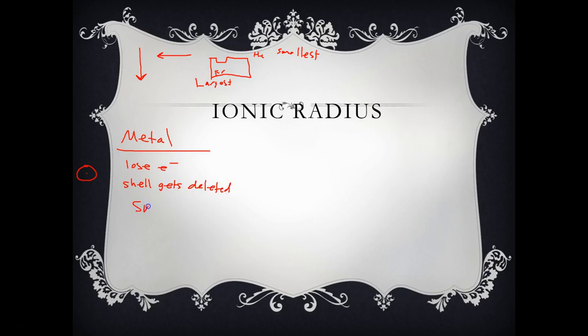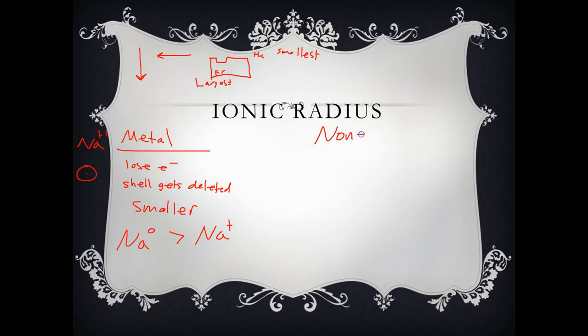And so they get smaller. So if you have a metal like sodium, the neutral atom of sodium is actually going to be larger than the sodium ion. And you guys can see that, right? Here's a sodium atom. And let's remove that and become an ion. You guys can see that it gets smaller. You lose that outer shell. So metals get smaller. All right, let's look at nonmetals.